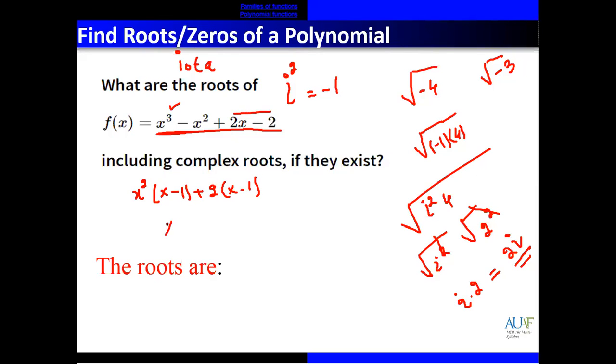So we have x minus 1 common again, and we have x square with 2. So x square with 2.